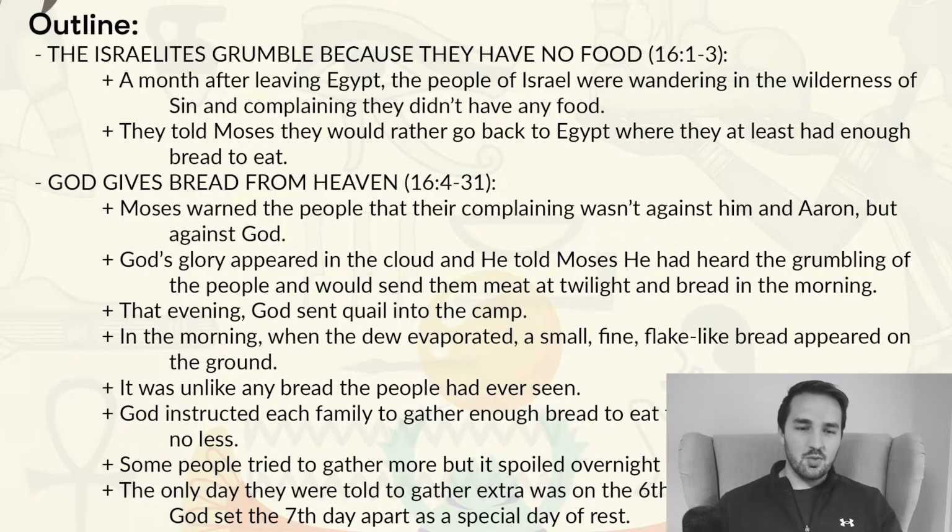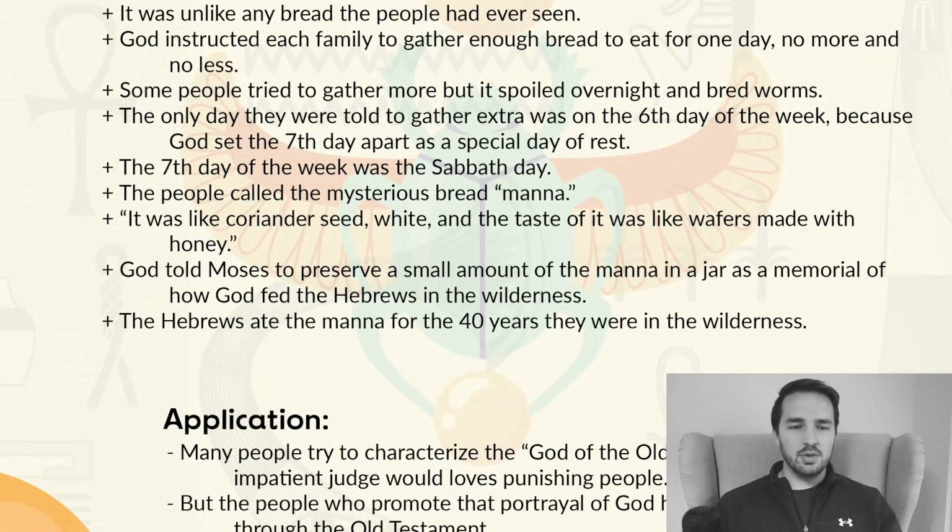In the morning, when the dew evaporated, a small, fine, flake-like bread appeared on the ground. And it was unlike any bread that the people had ever eaten. God instructed each family to go out and to gather enough bread for one day, just one day, no more, no less. But of course, there were people who didn't listen, and they tried to gather more than just one day's worth of bread and store it away. But the Bible tells us that the bread spoiled overnight and it bred worms.